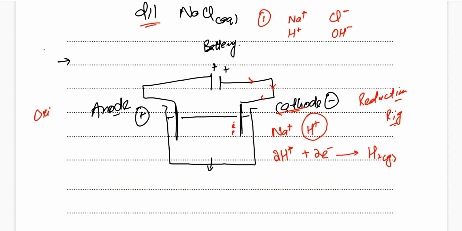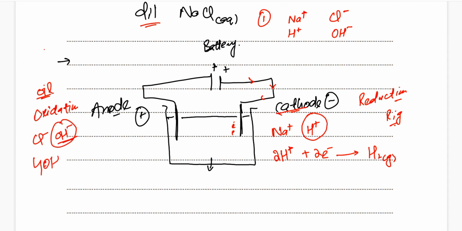Oxidation takes place on the anode. Oxidation is the loss of electron. And then what will happen over here? Let me make it clear that we have two anions. Those will be attracted towards the anode: Cl minus and OH minus. So in case of dilute, we know that hydroxide will be preferred, so it will be discharged.